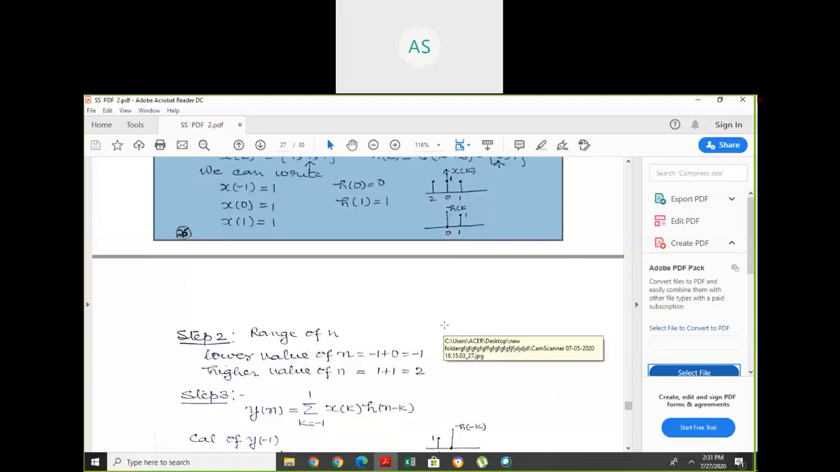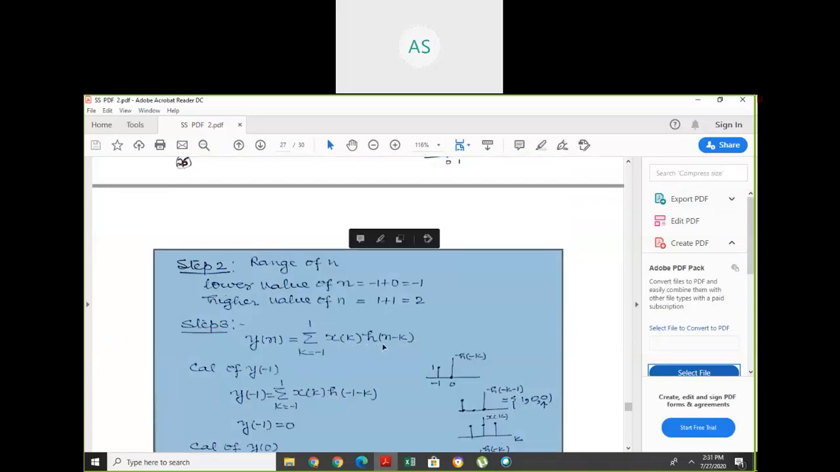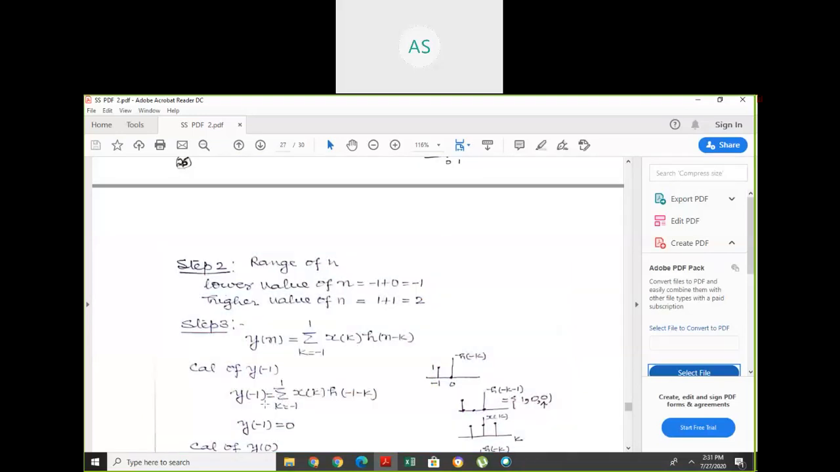And the range of k is the same, from minus 1 to 1. Next, third step, y of n is the summation over k from minus 1 to 1 of x of k, h of n minus k. Then the range of n is from minus 1 to 2. So first calculate y of minus 1. For y of minus 1, substitute the value of n by minus 1. So we get this.